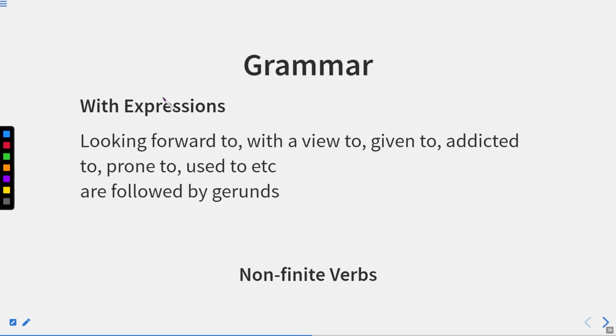Now, there are a few expressions after which we can only have gerunds. For example, expressions like looking forward to, which means we are planning for the future, with a view to, given to, addicted to, prone to, used to, etc. Whenever we have these structures, they are always followed by gerunds. It means verb plus ing.